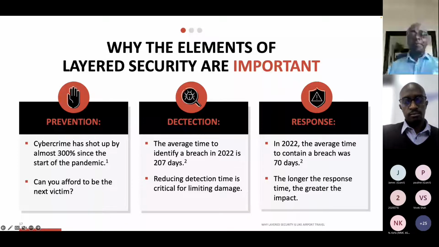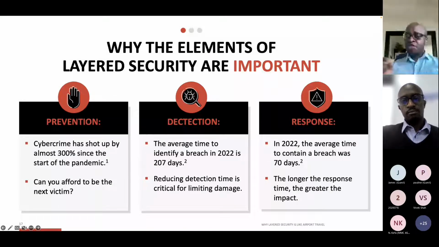Cybercrimes have shot up by almost 300% since the start of the pandemic. And that's the reason why prevention is very critical. The question to ask yourself, therefore, is can you afford to be the next victim? The average time to identify a breach in 2022 is 207 days. That is how long it will take you to identify that you've been breached. Reducing detection time is therefore critical for limiting damage.